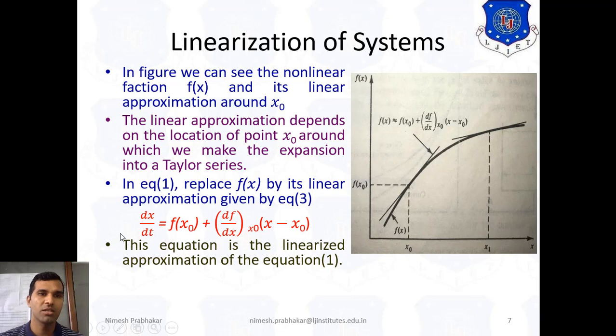This equation represents the linearization of the non-linear equation, that means equation number 1. In equation number 1, we have simply put the value of f(x) by using the Taylor series expansion. So by using Taylor series expansion, we can convert a non-linear system into a linearized one, or make an approximation of the non-linear system as linearized behavior. So this is the method of linearization of a system.